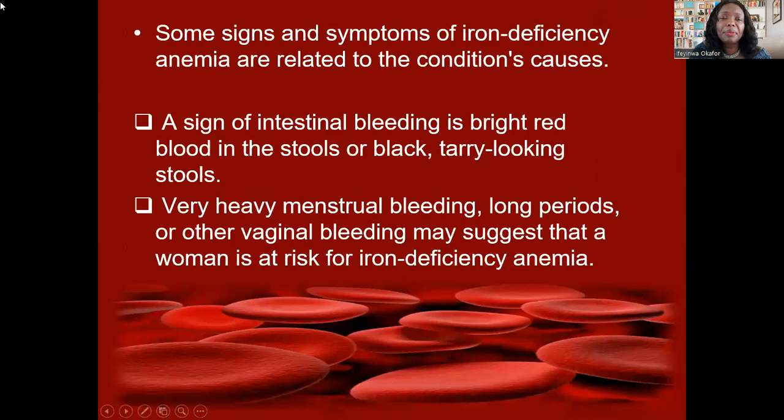Some signs and symptoms of iron deficiency anemia are related to the conditions that caused it, like internal bleeding in ulcers, which can show in stools as blood or black, tarry-looking stools. Women with heavy menstrual bleeding, long periods, or other vaginal bleeding, if not treated, may be at risk of developing iron deficiency anemia.